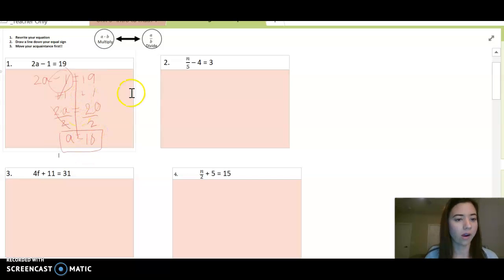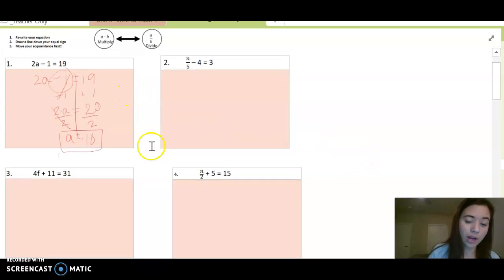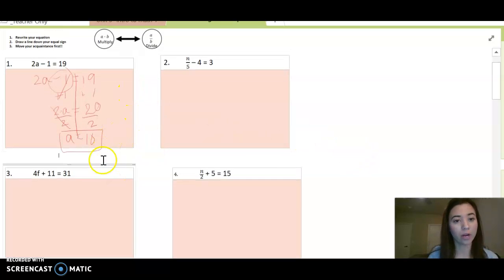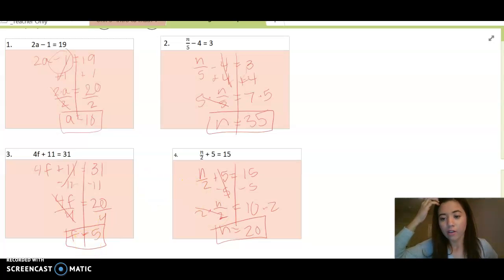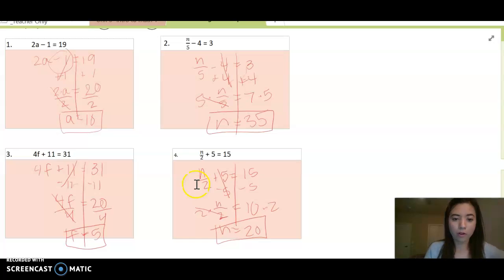All right. If you were stuck, go ahead and try the rest now. Otherwise, stay on for the rest of the answers. All right, and then the answers for 2, 3, and 4. 2 was n equals 35. 3 was f equals 5. 4 was n equals 20. If you need a minute, go ahead and pause me to double check your work and walk through these, and see whether you got them right or see where your mistake was.